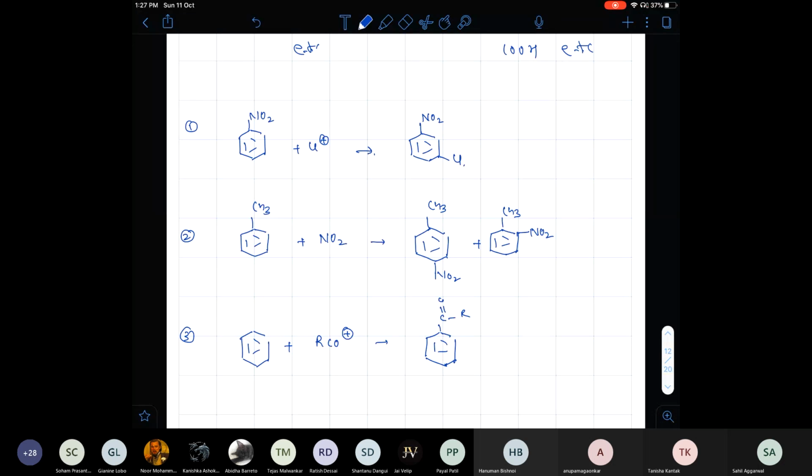When there is no group, then all positions are same. When it is not substituted benzene, then all positions are same.